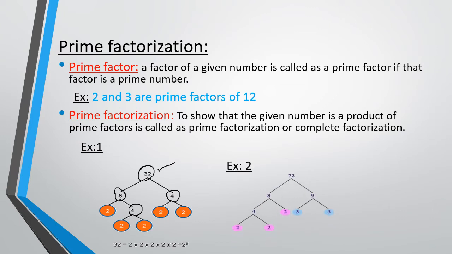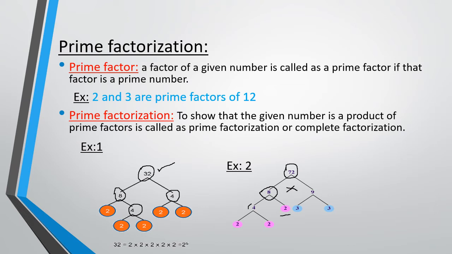We'll see another example. The given number here is 72. I need to factorize that until I get a prime factor. Now 8 nines are 72. So here I have 8. Again I am factorizing 8. 4 twos are 8. Now I got 2 here, so I am leaving this as it is. I got my prime factor.